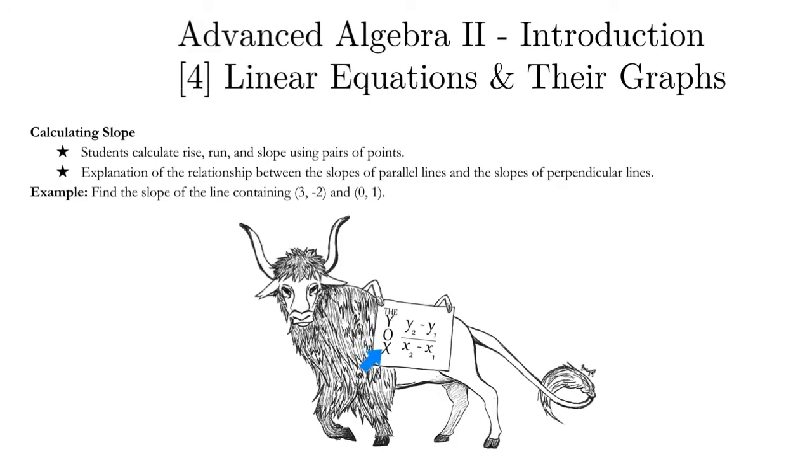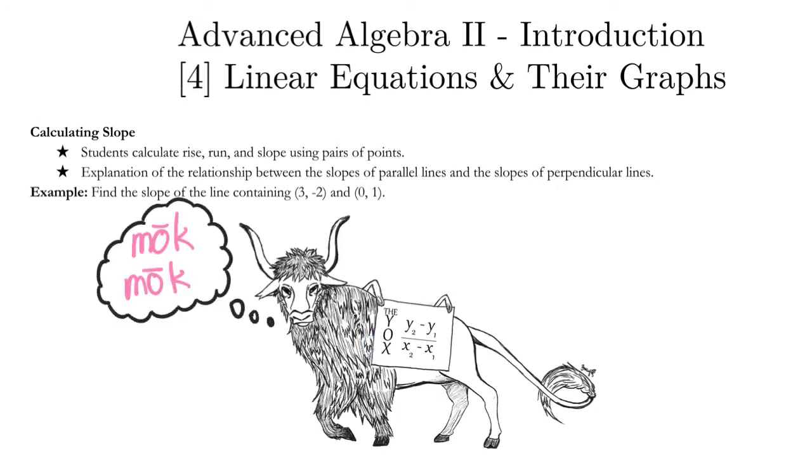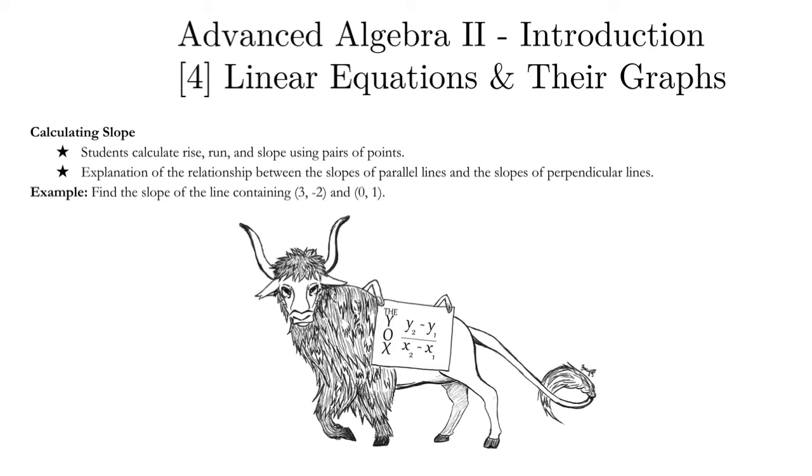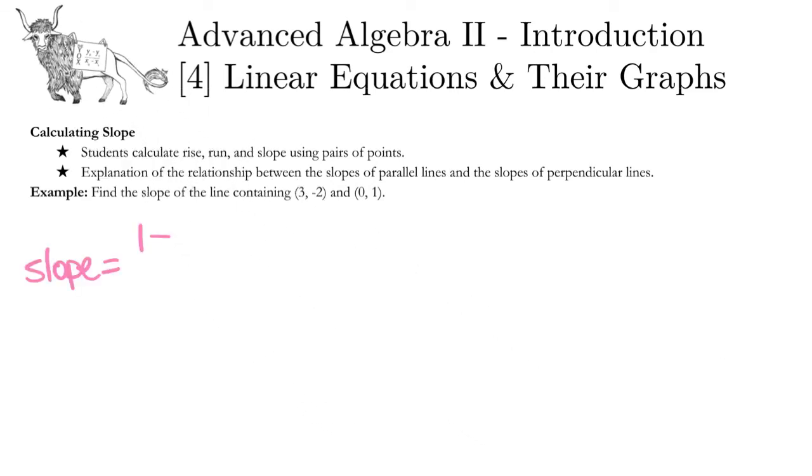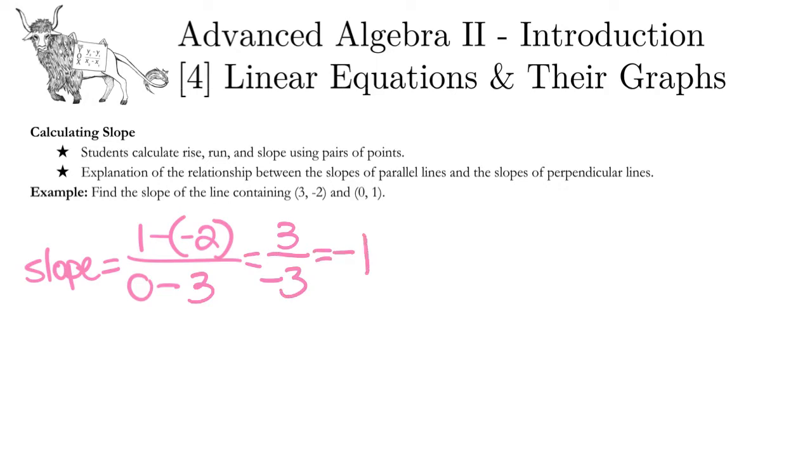Y over x. That's why the y over x is in the top left of the screen. Let's take the second y value, which is 1, and subtract the first y value, which is -2. 1 minus -2, divided by the second x value, which is 0, minus the first x value, which is 3. 0 minus 3. Therefore, we have 3 divided by -3, which is -1. -1 is the slope of the line that contains those 2 points.